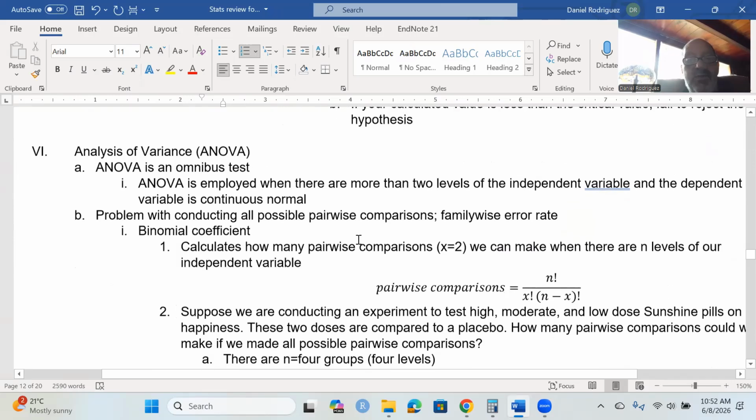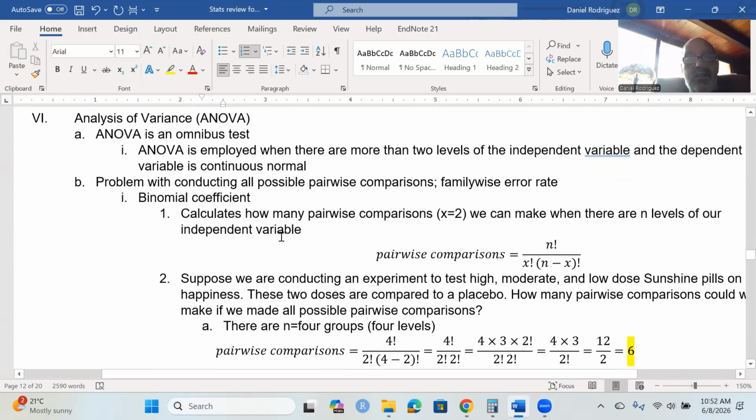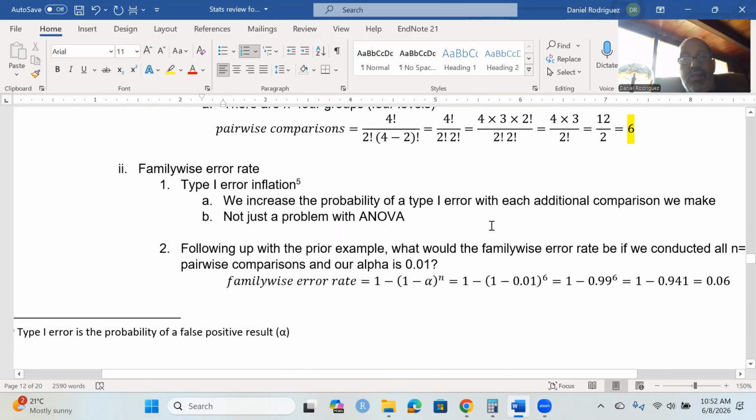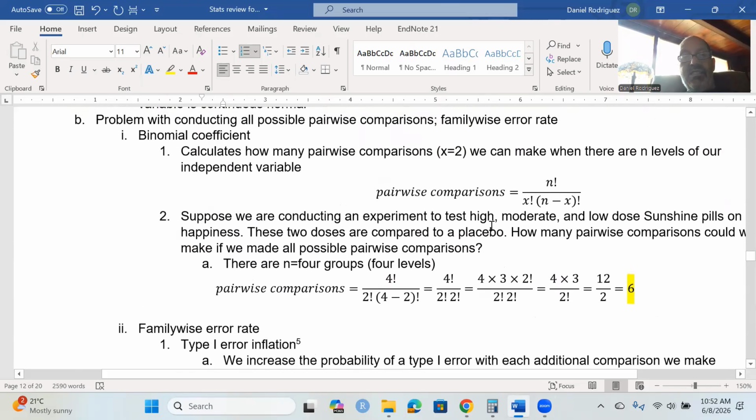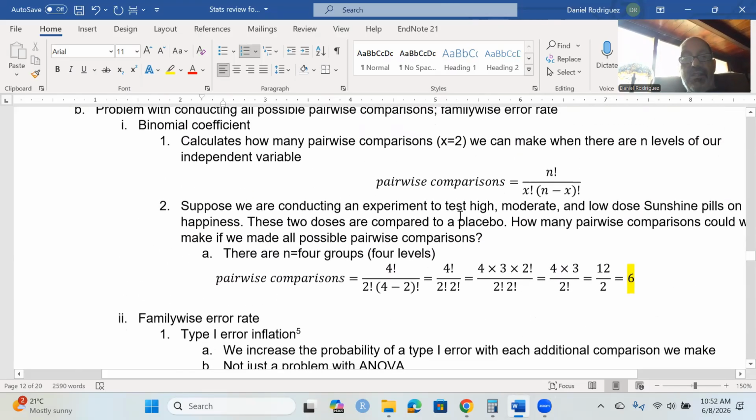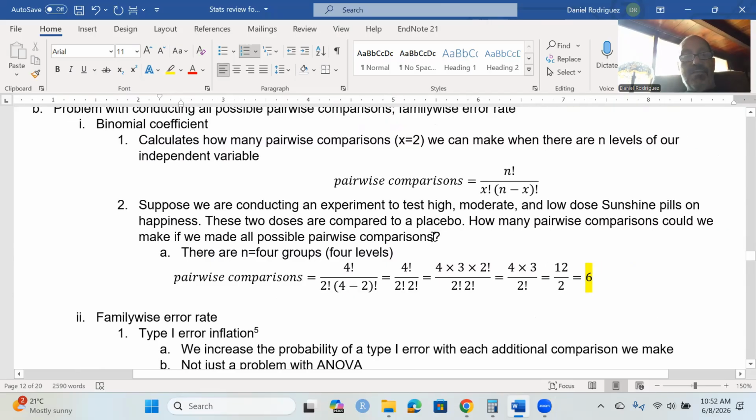ANOVA, this is when we're comparing more than two groups, right? More than two groups. And ANOVA is what's known as an omnibus test. So the test will give us whether or not we have statistical significance, but won't tell us where the significance is. Like I say, I'm comparing several things.